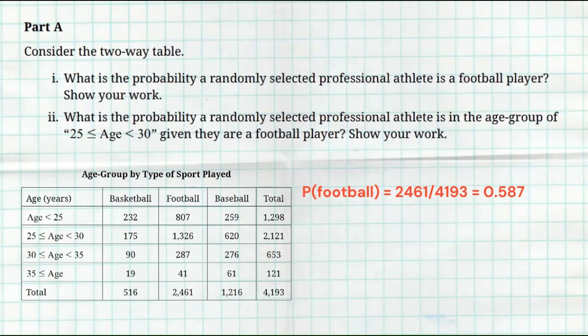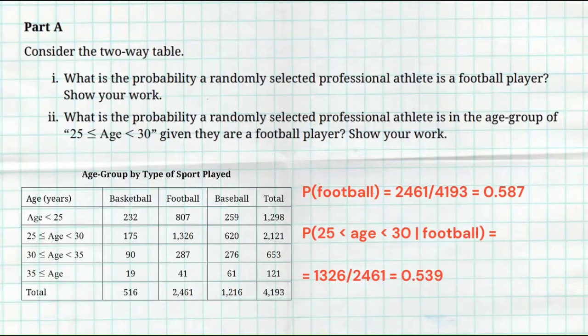Now, part double I says, what is the probability that a randomly selected professional athlete is in the age group of 25 to 30, given that they are a football player? That given is where we realize we have a conditional probability. So we're asked to find the probability that they are 25 to 30, but there's that condition, so we have that line there that they play football. This means that I'm only allowed to look at this column right here of all of the football players. I'm not allowed to look anywhere else because the given was they had to play football.